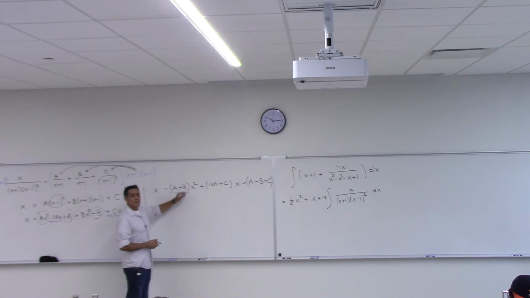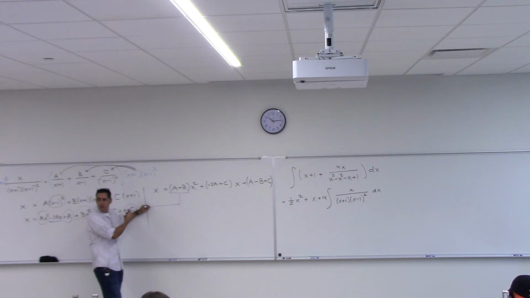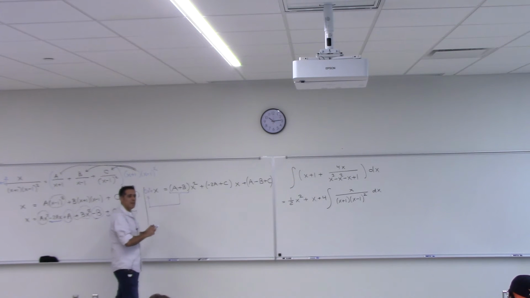This is the number in front of x squared. What does that have to be? 0, because there are no x squareds over here. Or you could imagine there's a 0x squared right there. Okay? So you know that a plus b has to be 0.